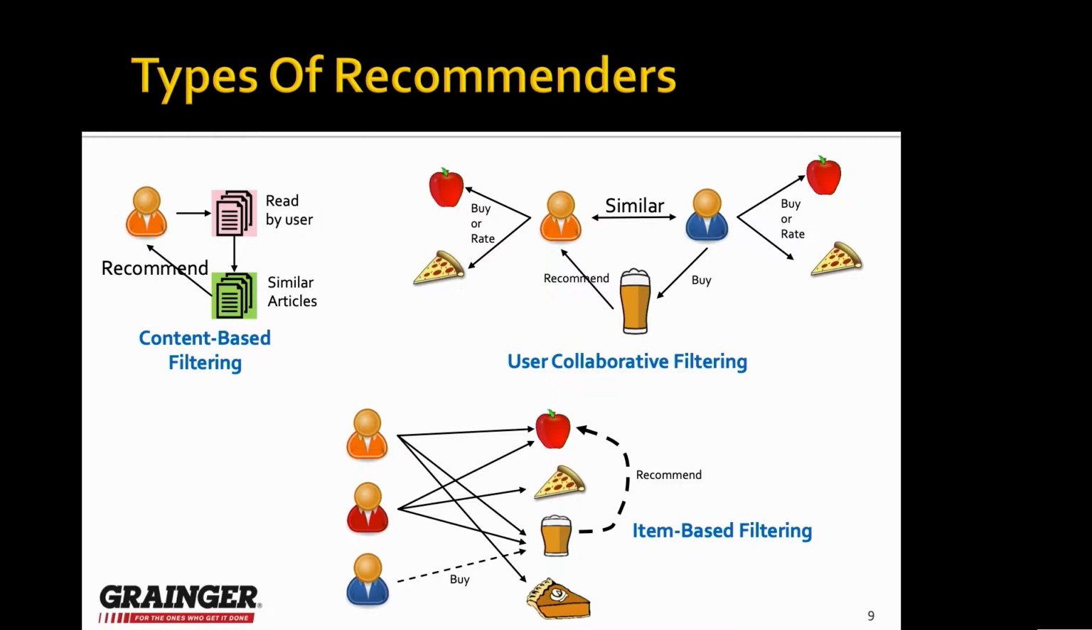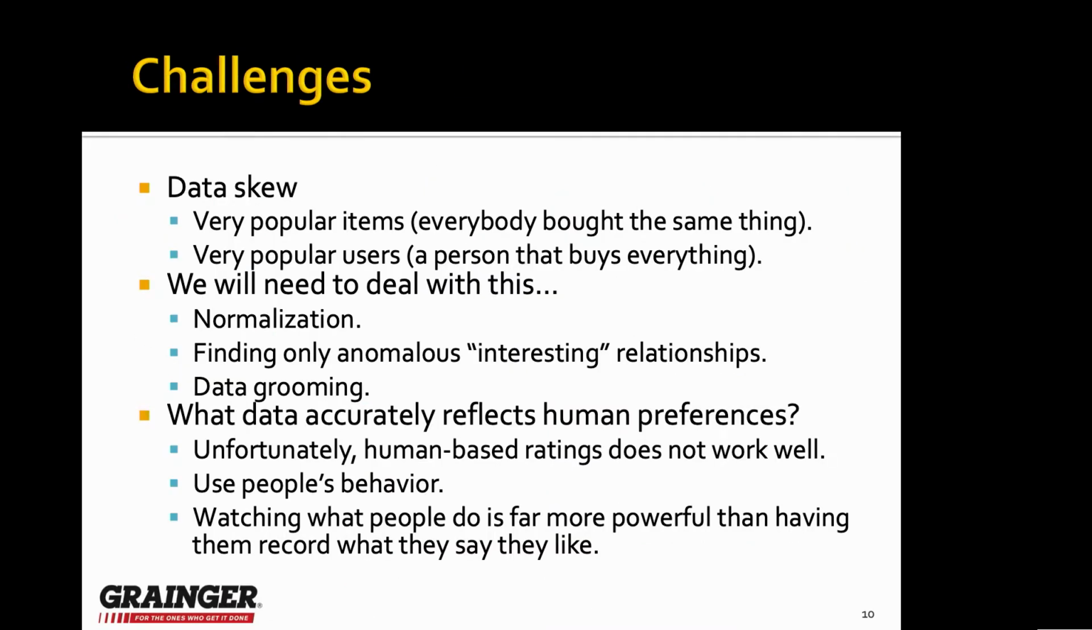Challenges: data skew, very popular items. What if everybody bought the same thing? If everybody decided to buy the most popular thing, you really don't want to recommend something everybody already has. Very popular users. What if a person buys everything? And I mean, Grainger would love it if somebody came and bought everything in the entire catalog. There's 1.7 million products, we'd love that. But it doesn't really tell you what to recommend because they bought everything. We're going to have to deal with this with normalization, interesting relationships, and data grooming.